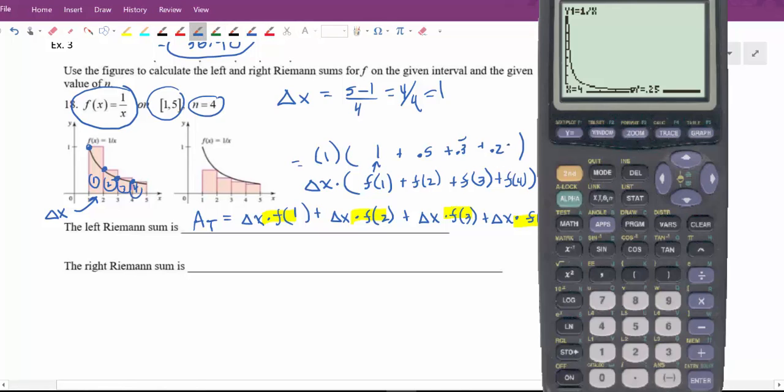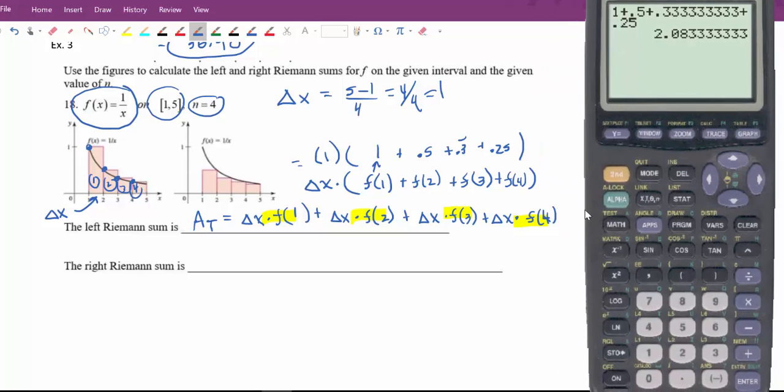Okay, now just add it all up on your calculator. And the way I would do this is like this. I just do 1 plus 0.5 plus, I'll put a bunch of 3's in there because I know it's repeating 3's, plus 0.25, like that. Then that gives that for you. So you can do 2 things on this too that's kind of cool with technology.